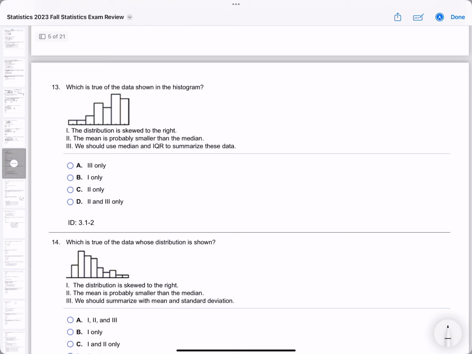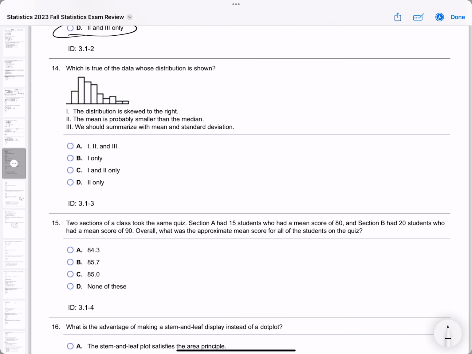Which is true, so this is skewed to the left because that's the way the tail is, so it's not that one. Which means when you have something skewed to the left, these outliers over here pull it to the left, and so therefore that would mean the mean is going to be pulled to the left of the median. So let's say the mean is smaller than the median, that's right. We should use the median and IQR, yes, because it's skewed data, you use median and IQR. So that would also be 2 and 3.